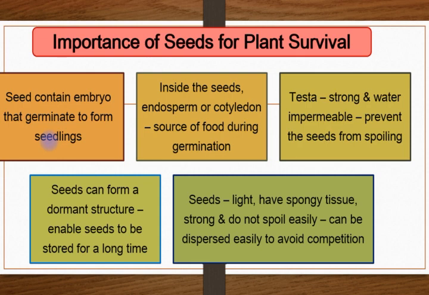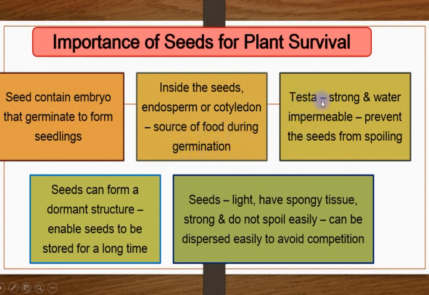So how does the seed germinate? Because the seed contains an embryo. Inside the seed there is also endosperm or cotyledon. As we learned before, endosperm or cotyledon is a source of food, a food storage during germination.